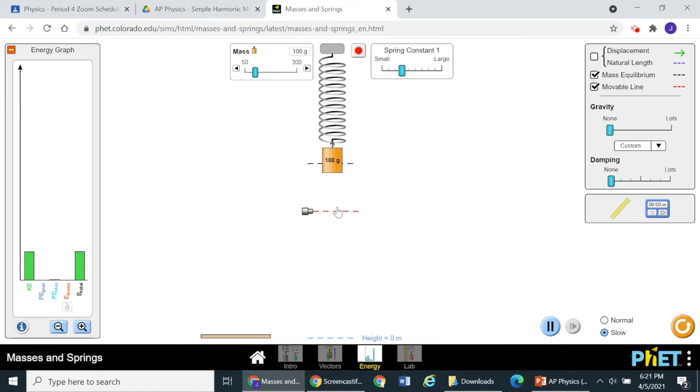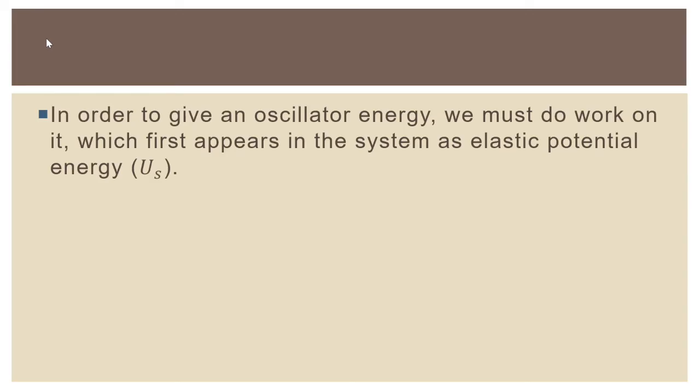Now, before we get to discussing the equations, I'd like to write down a couple of very important things about what we just said. The first one is that in order to give an oscillator energy, we must do work on it, which first appears in the system as elastic potential energy. That's important. And that elastic potential energy that this thing has is the energy that it has. It really is the elastic potential energy at the amplitude. And that'll be an important point you'll see when we get into the math.